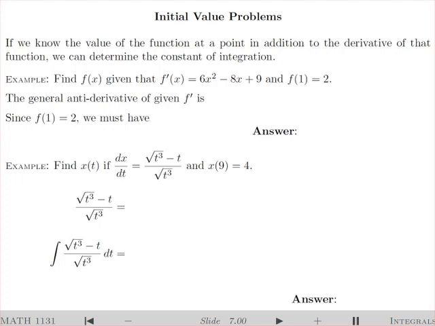The simplest case of this is what is called the initial value problem, where we know the value of the original function at one specific number.